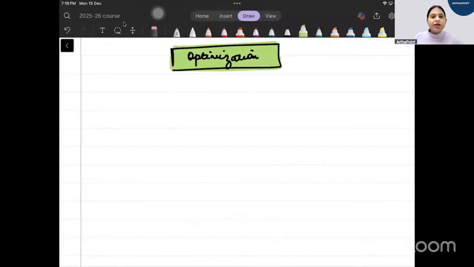So, we'll go ahead and we'll begin with optimization. In optimization, what we want to do is both single and multivariable optimization. Optimization means that we want to either find maxima or minima of the function. And when we want to find maxima or minima of the function, there are two things which we want to do. First, we want to find something called the first order condition.